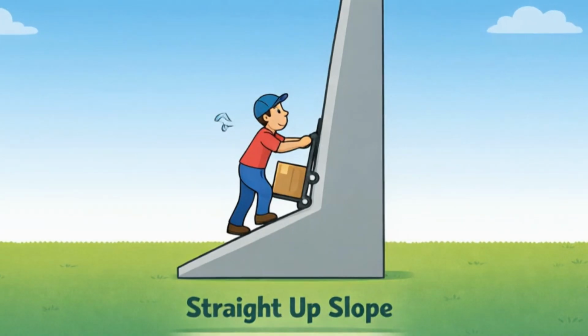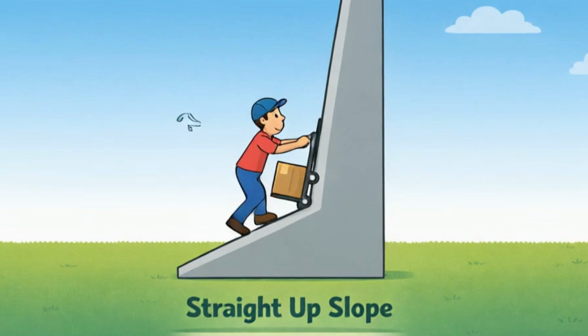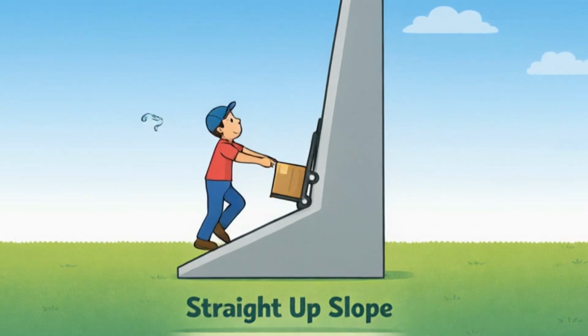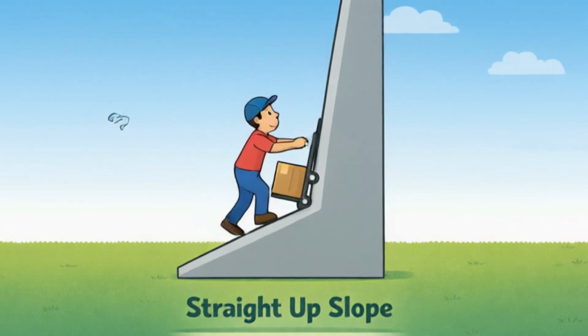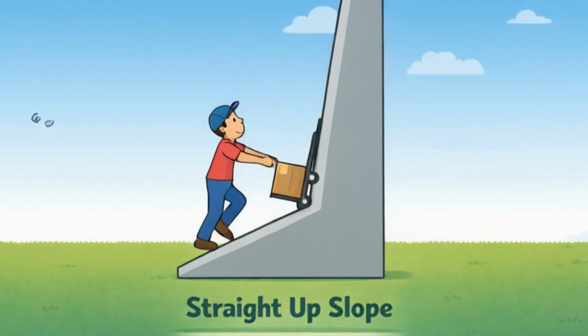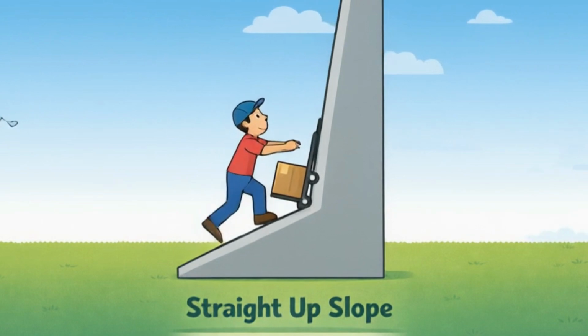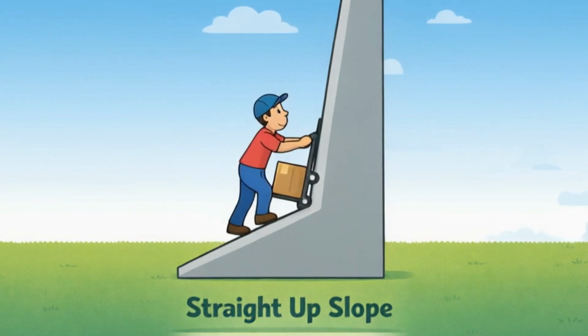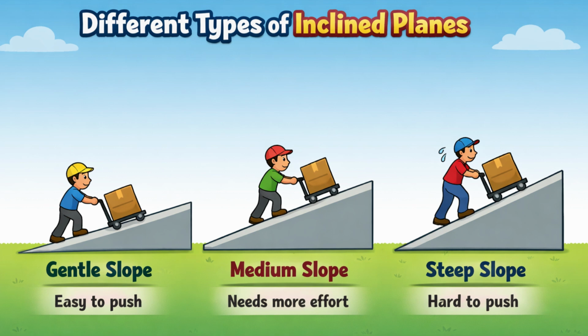Now imagine you have a big heavy box. If you lift it straight up, what is going to happen? It is very hard to do it. But if you push it on a ramp, it becomes easier. So, an inclined plane helps us move heavy things easily.